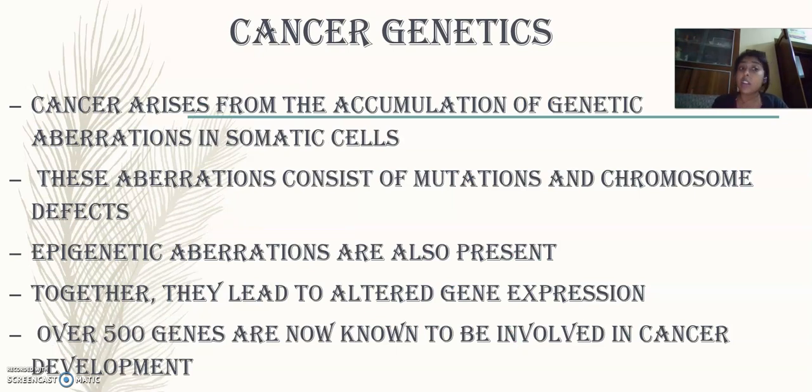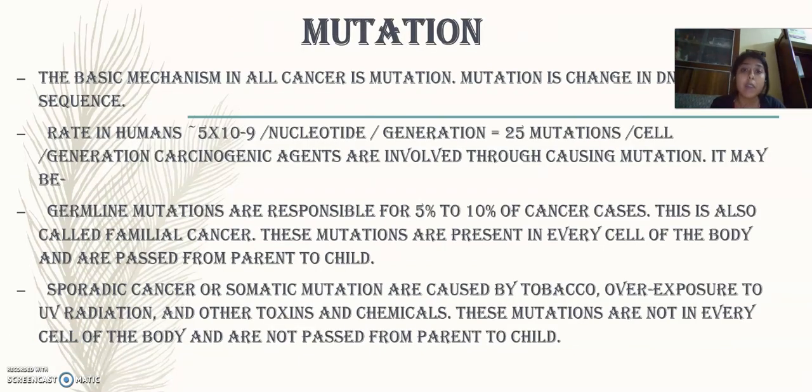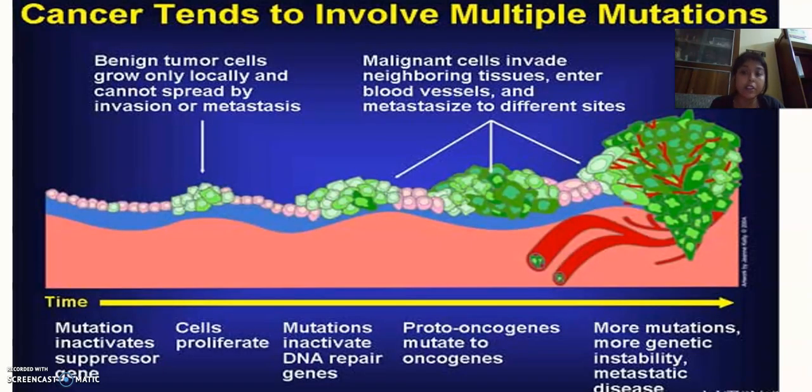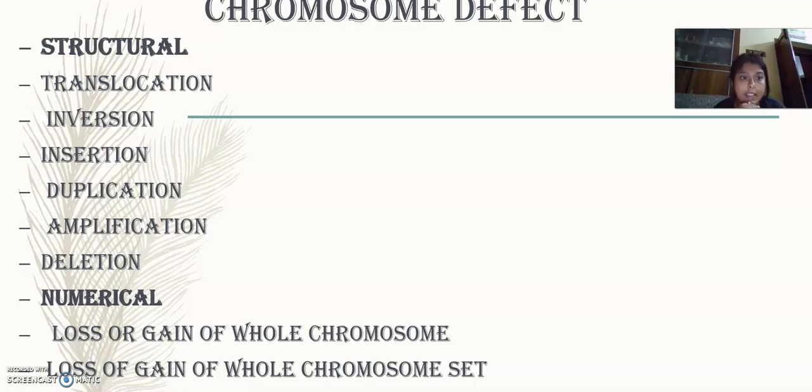The mutation, single mutation and multiple mutation, is what basically brings about cancer. And then there are the different mechanisms. You get to see in this mechanism how a benign tumor is converted to a metastasized tumor. It has invaded the cells and tissues in different parts, bringing about metastasis. And this happens when there is more genetic mutation, more genetic instability, and metastatic disease.